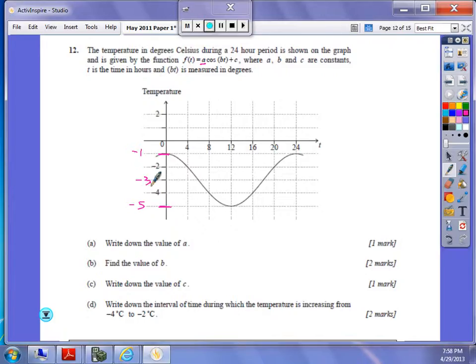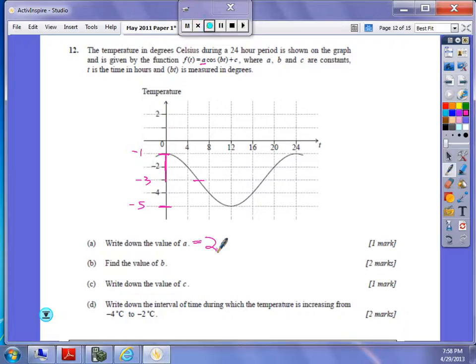-3. But what I'm looking for is this distance. How far is it? It's a positive value. How far is it between the maximum of the graph and the middle of the graph? That's the amplitude. So that value is the distance between -1 and -3, which is 2. It's a positive value. Then it says to find the value of b.